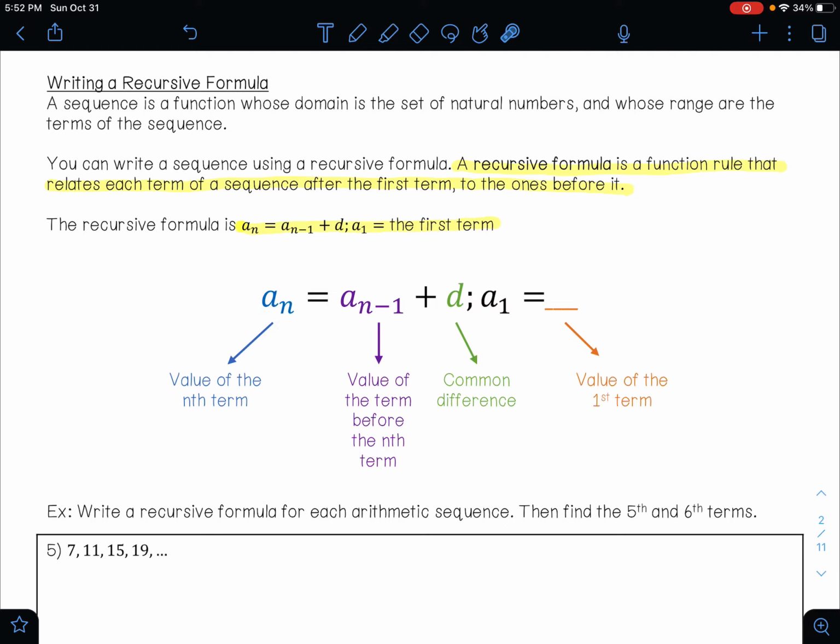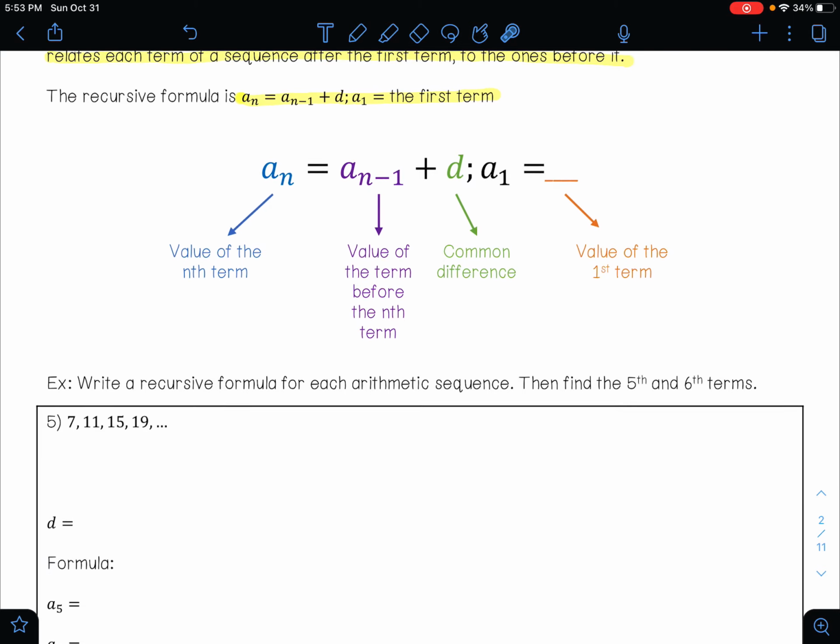So if I'm trying to find the 10th term, that value would be here. If I was trying to find the 12th term, then that value would be here. A sub n minus 1 is the value of the term before the nth term. So if this was the 10th term, then this would be the 9th term. And if this was the 12th term, then this would be the 11th term. D is your common difference. And then whenever you're doing a recursive formula, they have to give you the first term. So a sub 1 is saying, hey, the first term equals, and then they tell you whatever the first term is. So let's look at that on examples 5 and 6.